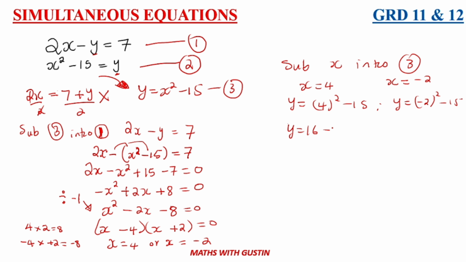It's going to be 16 minus 15, which gives us y is equal to 1. And then therefore here you're going to have y is equal to 4 minus 15, which is going to give us y is equal to -11. All right. So once you finish with this equation here, you can substitute in equation number 1, which was given, and equation number 2 to double check your answer.